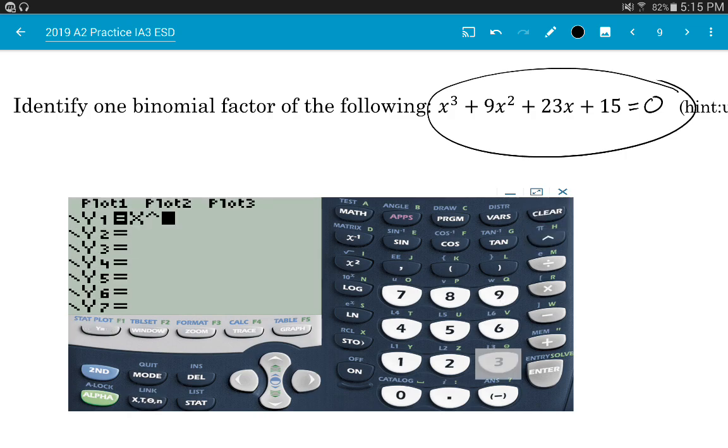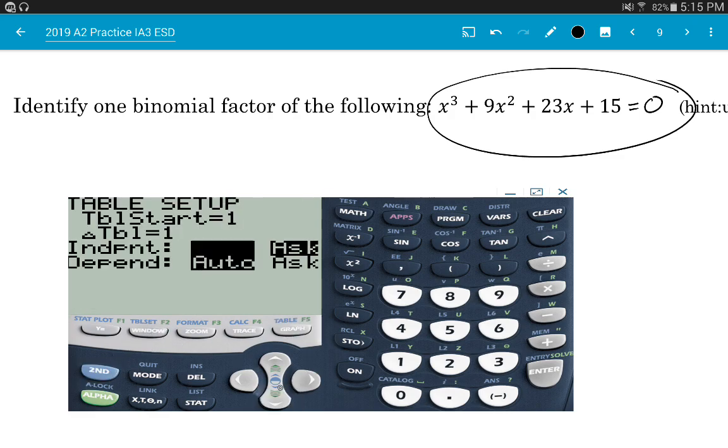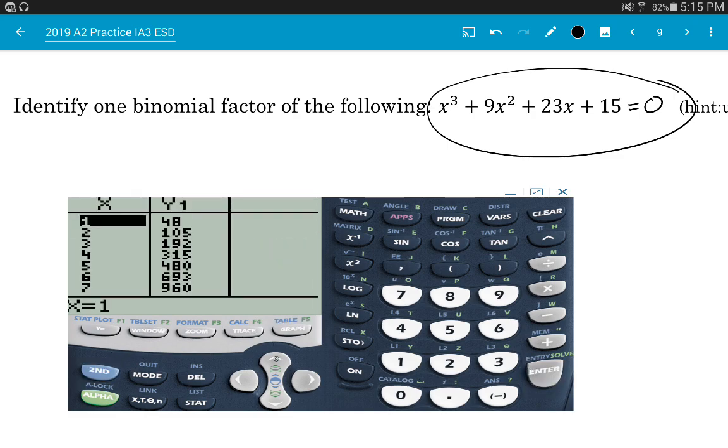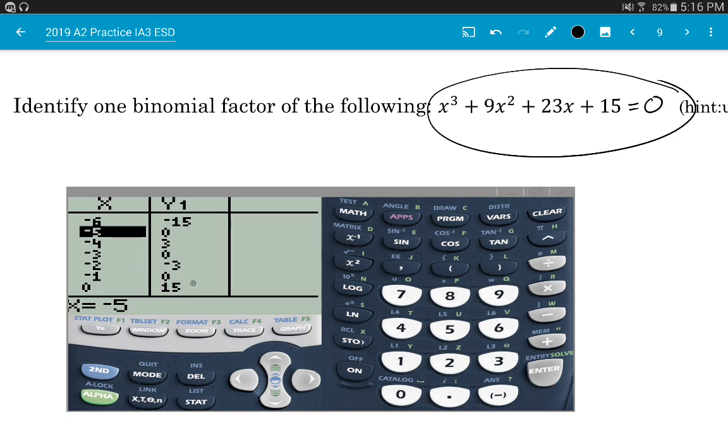Alright, so x to the third plus 9x squared plus 23x plus 15. Now we'll go to the table, second graph. Oh, I forgot I changed that setting. So let's look at the table and let's look for where it equals 0. Oh, there are a couple of options. At -5 it's 0, and also at -3 it's 0, and also at -1. So all three of those could be used. So I'll just answer all of them, even though this question only needs one as my final answer, so I can pick one. So -5 makes it 0, -3 makes it 0, and -1 makes it 0.